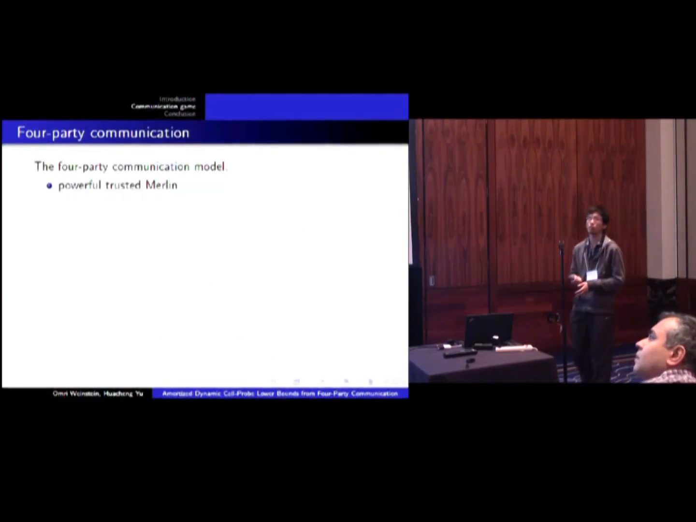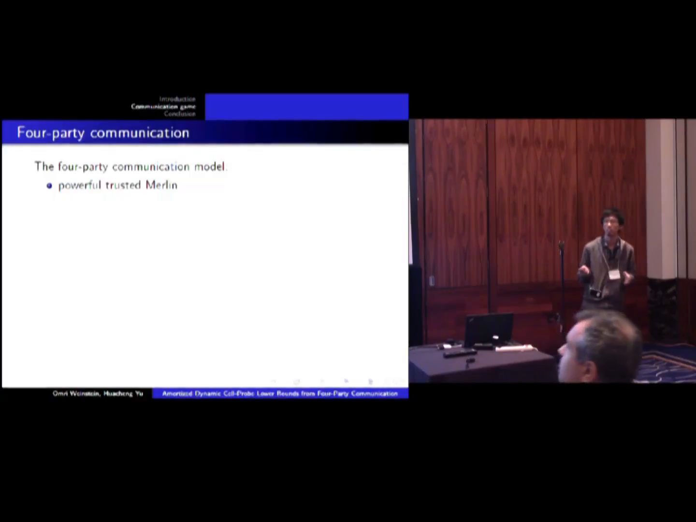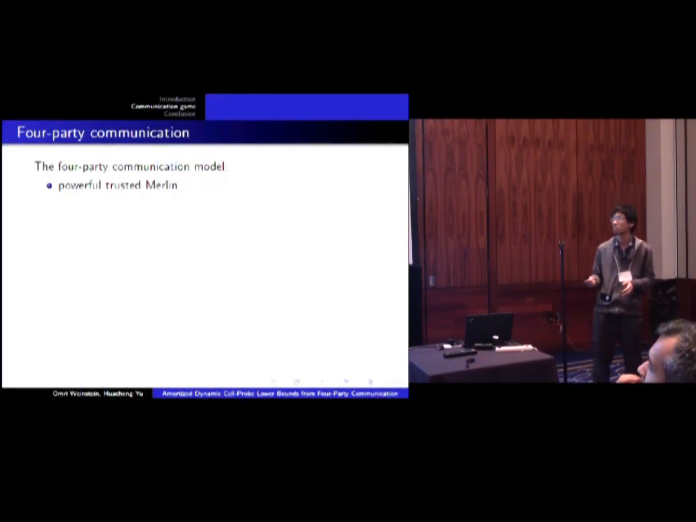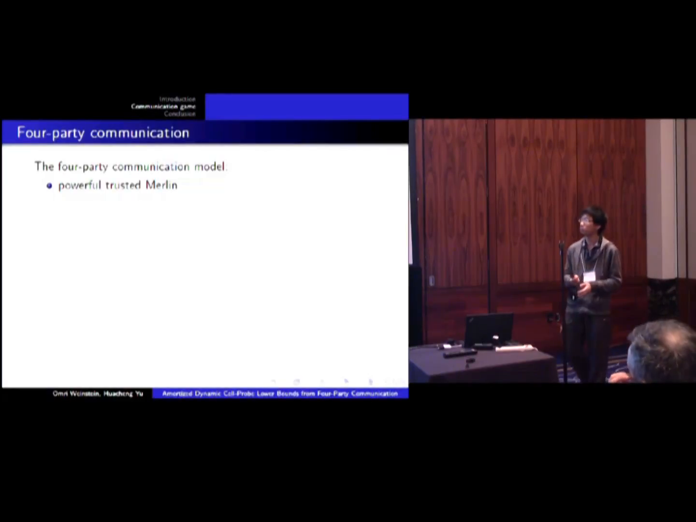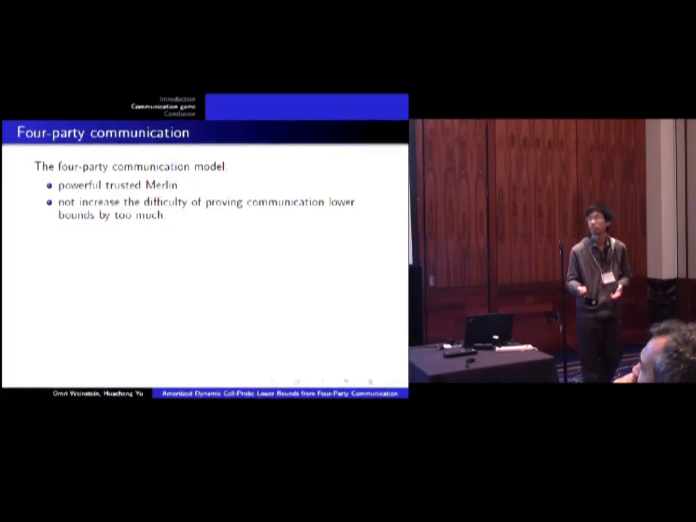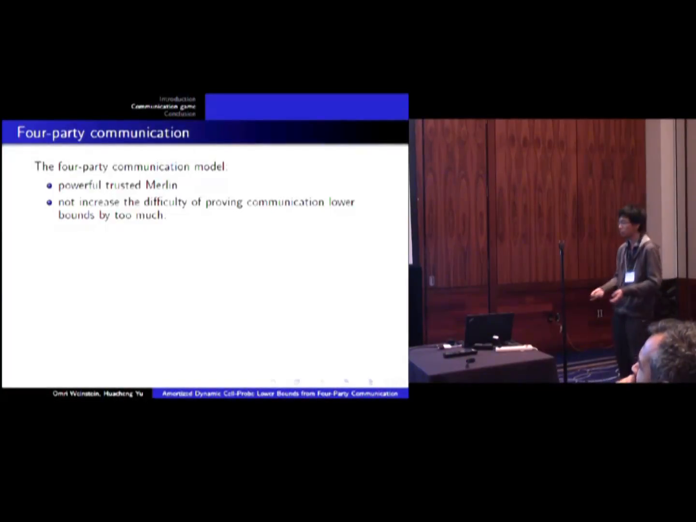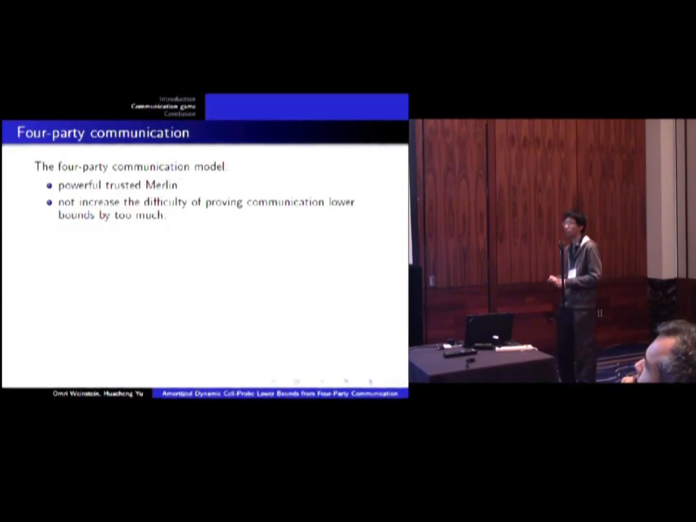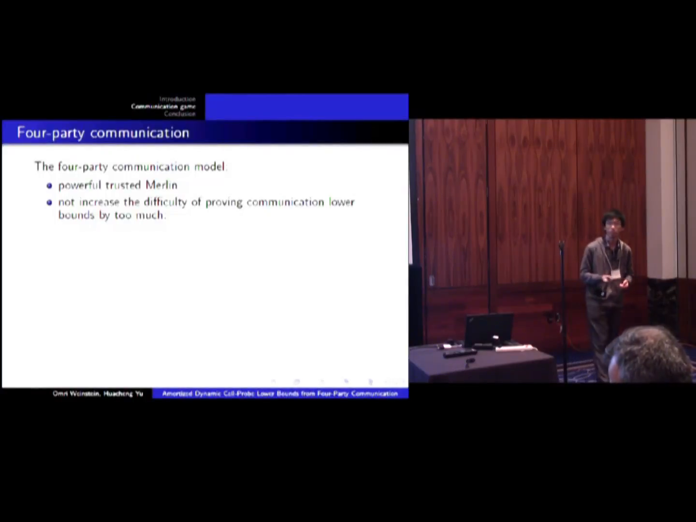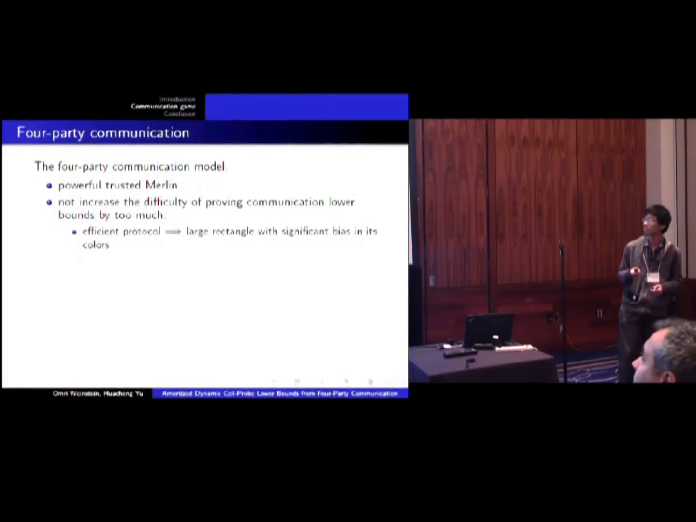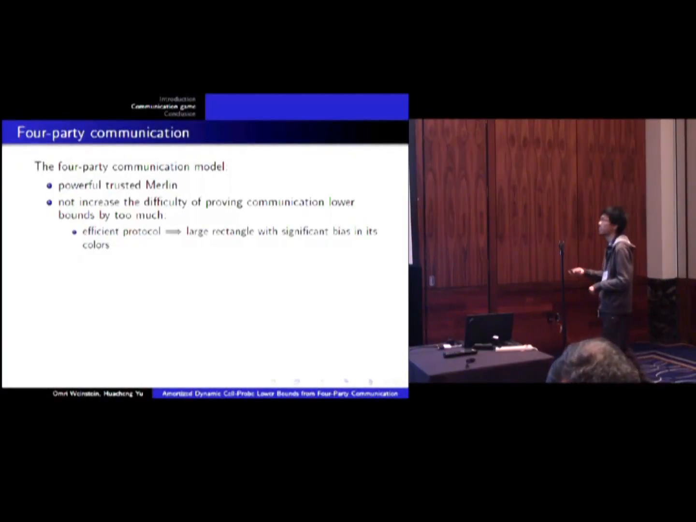So it's not hard to believe that because of this powerful trusted Merlin, there are many things that you could not do in the other models with low communication cost that you can do in this model. And on the other hand, we prove that this doesn't increase the difficulty of proving communication lower bounds by too much. One general approach for proving a communication lower bound is to first show that if we have an efficient protocol, then there's a large monochromatic rectangle.